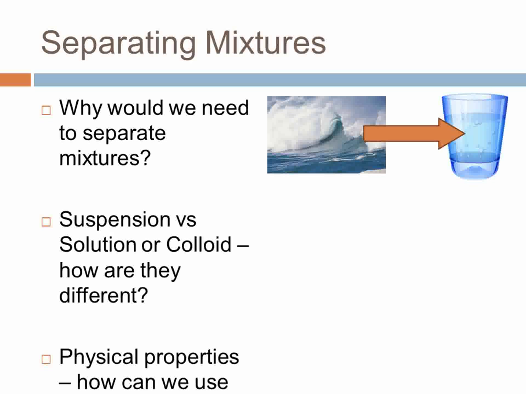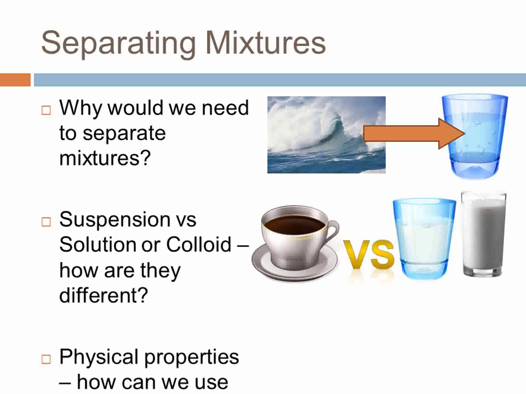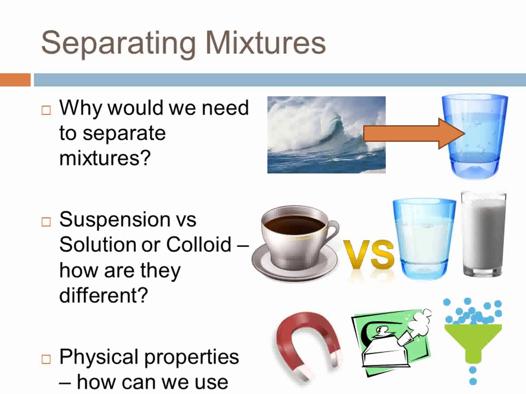What about separating a suspension versus separating a solution or colloid? Remember, our suspension has different size particles than our solution or colloid would, and there is a key difference in how we can separate those. And the other thing we're going to address is how we can use our physical properties to separate things. Now, we didn't talk about magnetism before in the physical properties video, but we did talk about boiling point, we talked about particle size. Magnetism is another physical property that we can use to help separate out certain materials. So we're going to discuss how these different things can work together to help us separate out our mixtures.